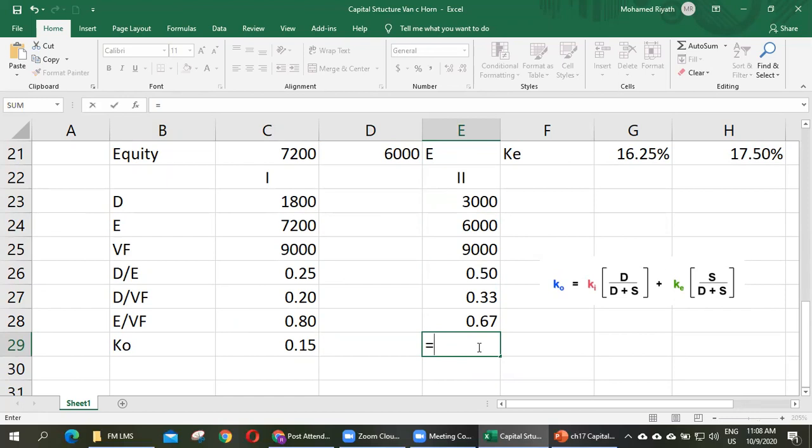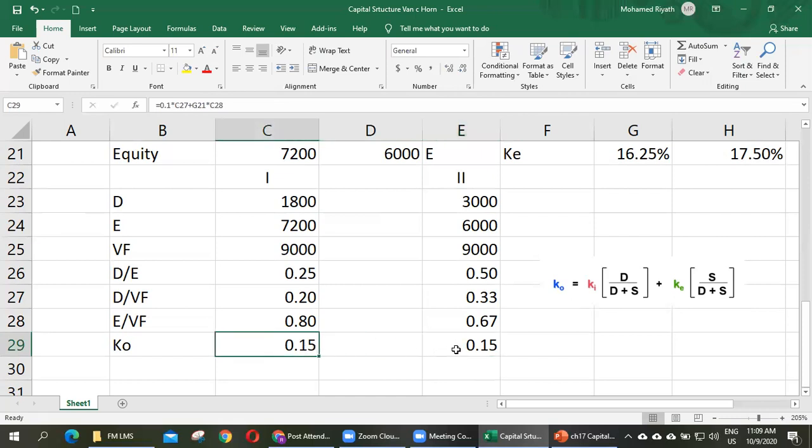Now let us calculate the overall cost of capital, right? Cost of debt remains unchanged, equal to 0.1 into debt over total value of the firm, plus cost of equity, which is 17.5 in this case, into the equity to value of the firm ratio. Now here, in both cases, overall cost of capital Ko equals 15%.